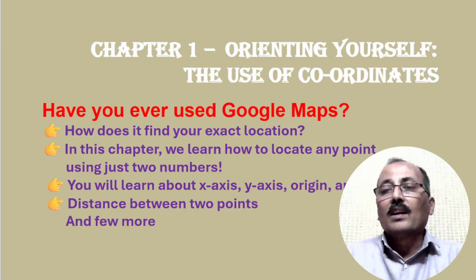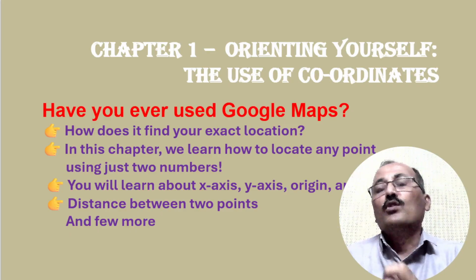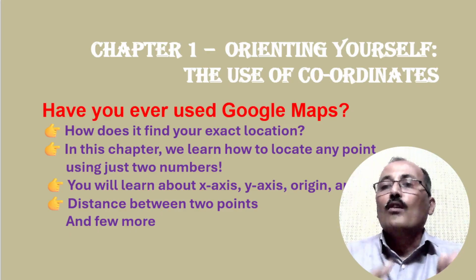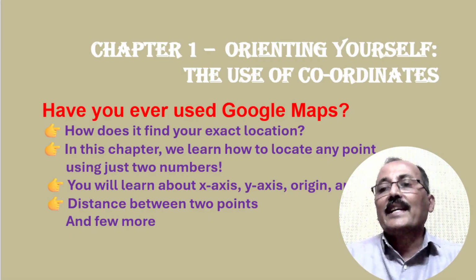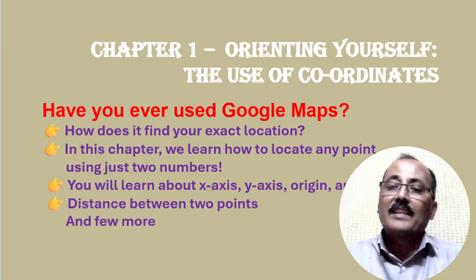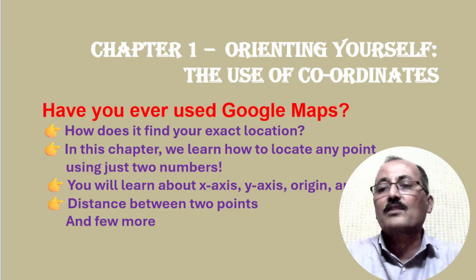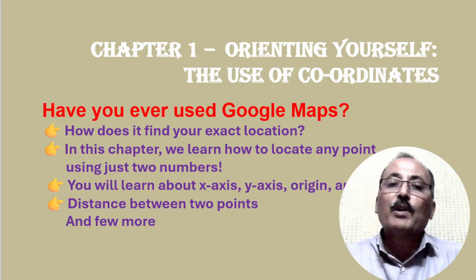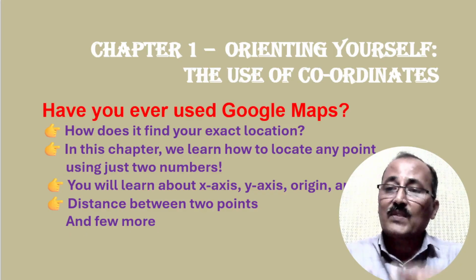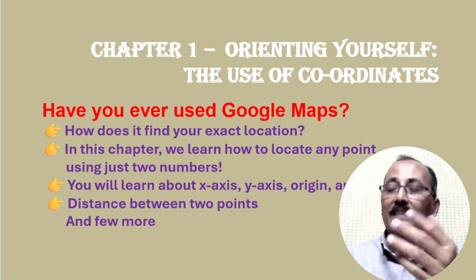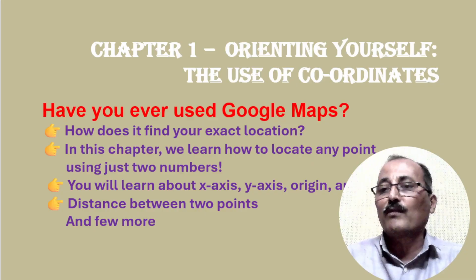In this chapter we learn how to locate any point using just 2 numbers, like 1, 2 or 2, 3. You will learn about the x-axis, y-axis, origin and quadrants. You could have known this already from previous classes, but now we will go deeper into it. And finally, with the coordinate system itself, we find the distance between 2 points. Yes, when you take Google Maps itself, what will you do?